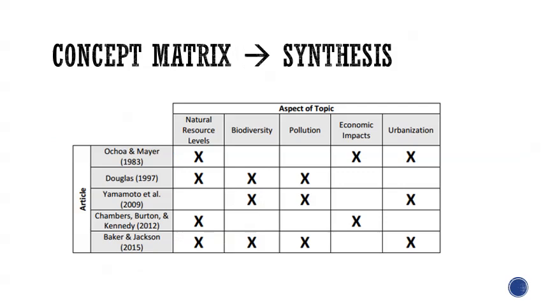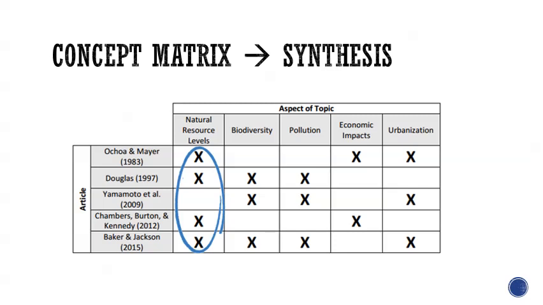The concept matrix is helpful to identify opportunities for synthesis by showing you where sources overlap. For example, 4 out of the 5 articles here talk about natural resource levels, so you know this is probably an important aspect to address. But they may not be saying the same thing about natural resource levels, and that's where your synthesis comes in.